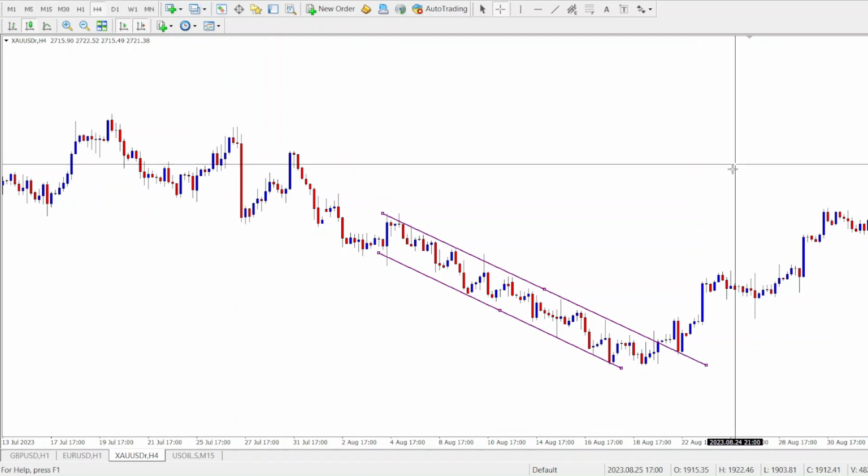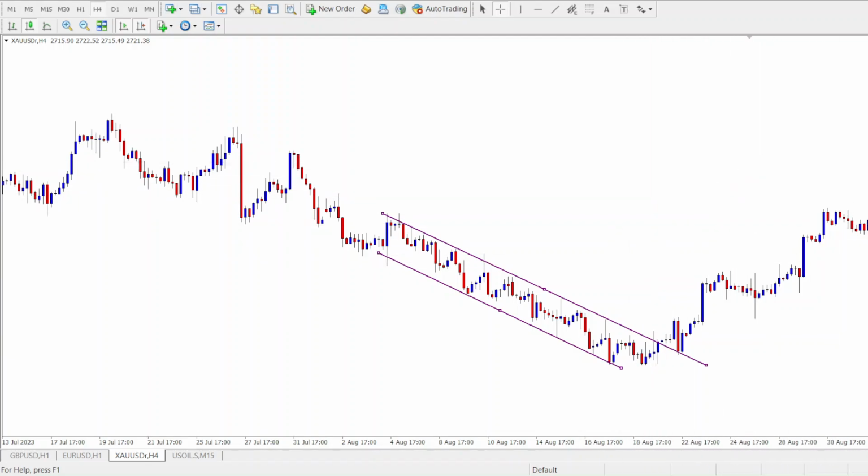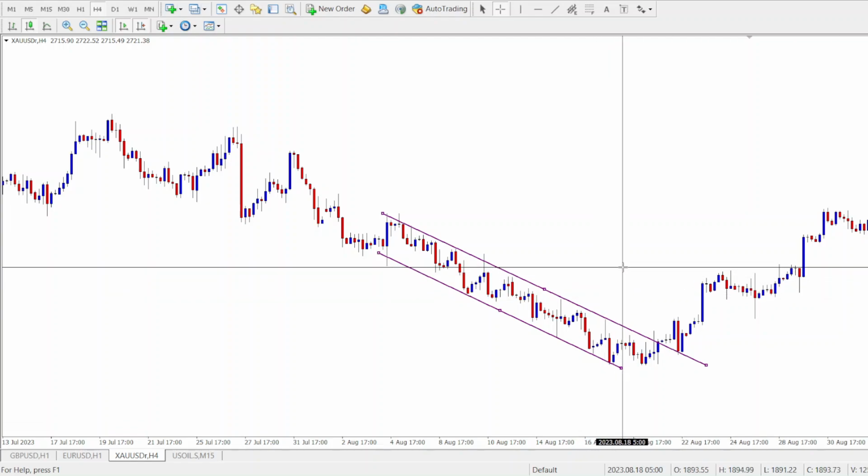Now, how do you recognize breakout signals? Basically, for a bullish breakout, a breakout occurs when the price moves above the resistance line. It suggests upward momentum. And remember that when a breakout happens, there are chances of a retest before continuation.